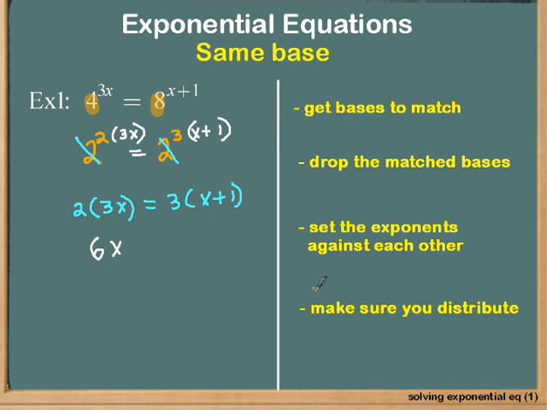But I find in the next part of this problem, where we go to distribute, that many students forget to distribute that 3 to the 1. So be aware of that and make sure you get that in your notes, that we want to distribute to everything inside. Now that we have that, the rest is easy. We're going to subtract 3x from both sides and get 3x equals 3. Divide by 3 and x equals 1.